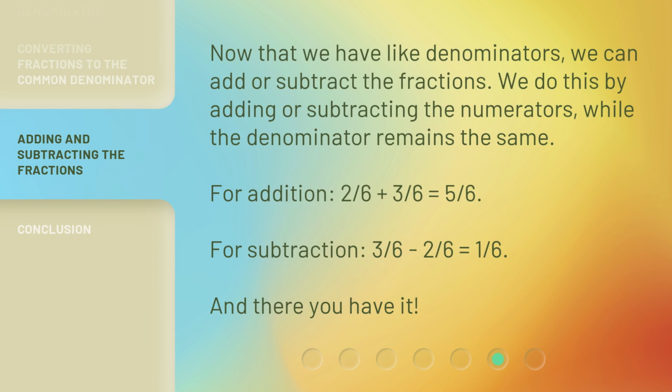Now that we have like denominators, we can add or subtract the fractions. We do this by adding or subtracting the numerators, while the denominator remains the same. For addition, 2/6 plus 3/6 equals 5/6. For subtraction, 3/6 minus 2/6 equals 1/6. And there you have it.